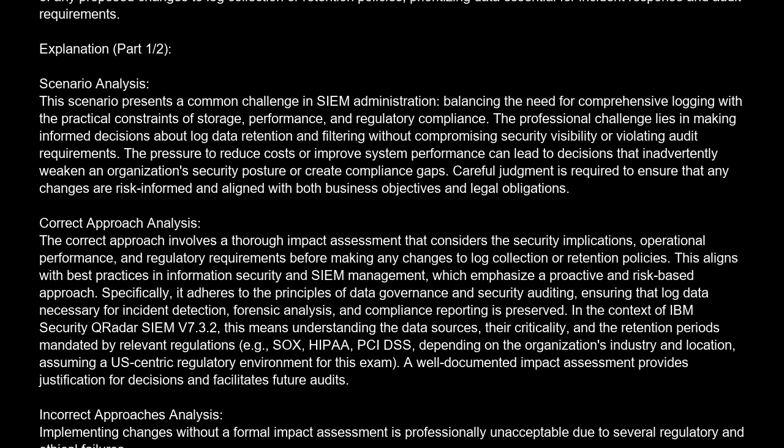In the context of IBM Security QRadar SIEM v7.3.2, this means understanding the data sources, their criticality, and the retention periods mandated by relevant regulations, e.g., SOX, HIPAA, PCI DSS, depending on the organization's industry and location, assuming a U.S.-centric regulatory environment for this exam. A well-documented impact assessment provides justification for decisions and facilitates future audits.